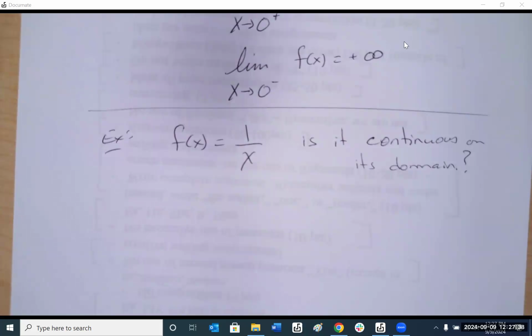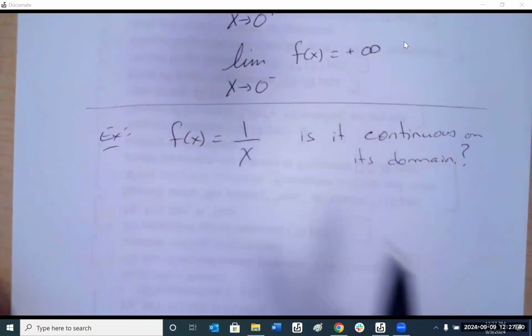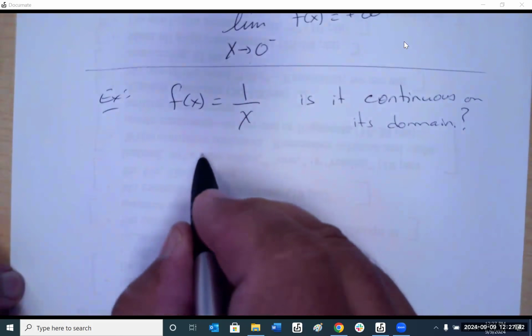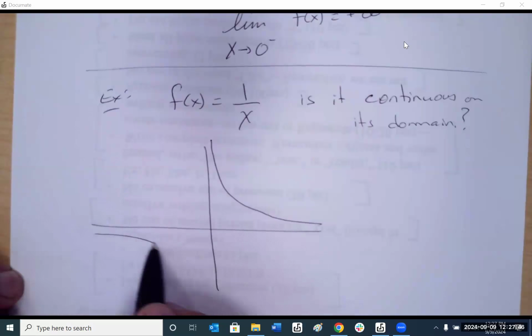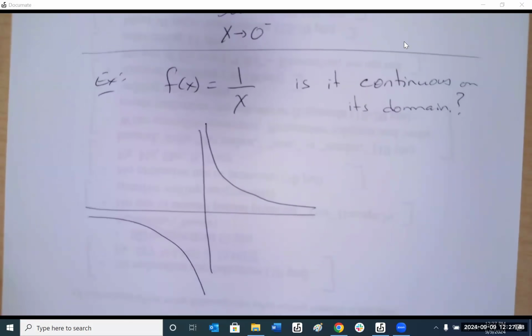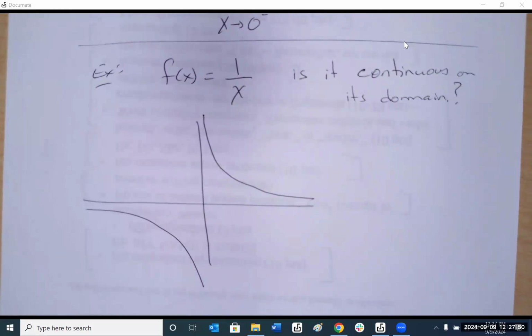Is it continuous? What does the graph look like? So, is it continuous?